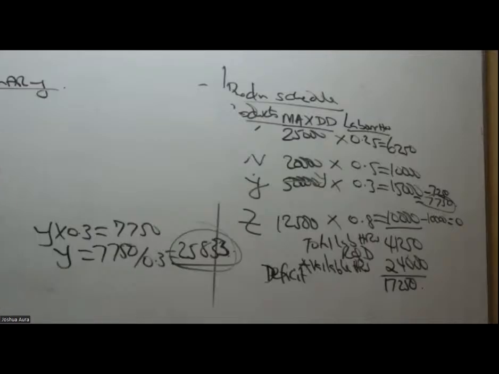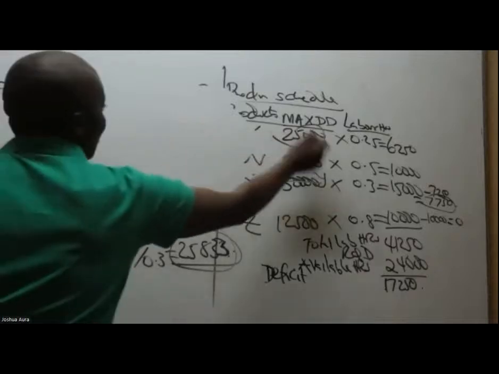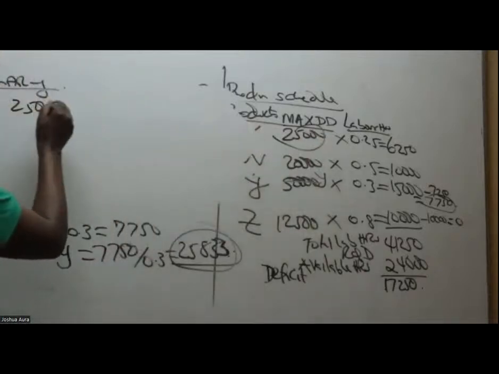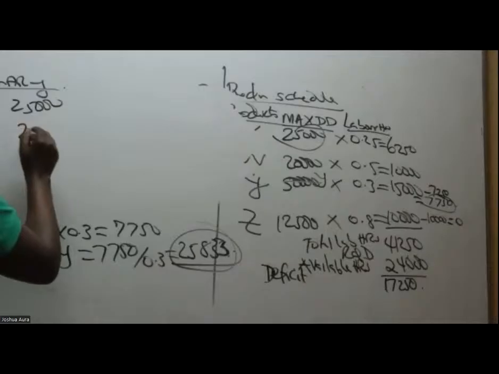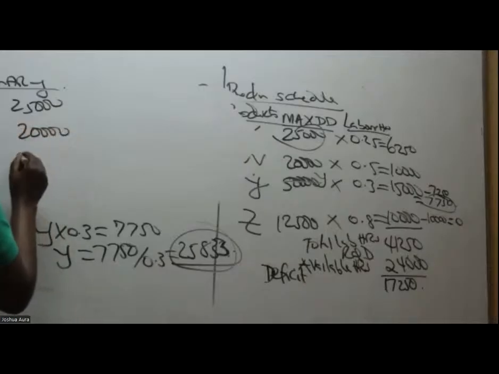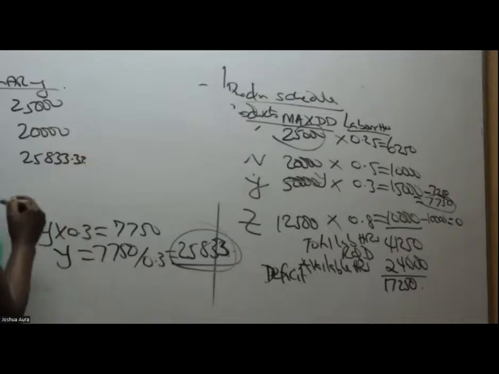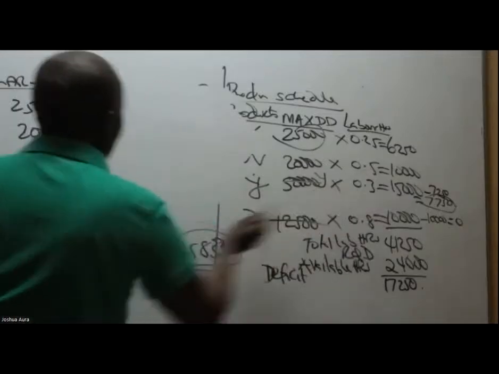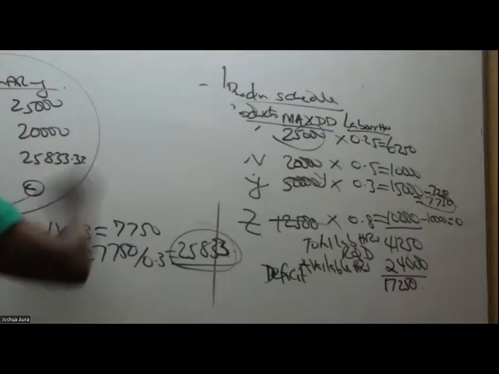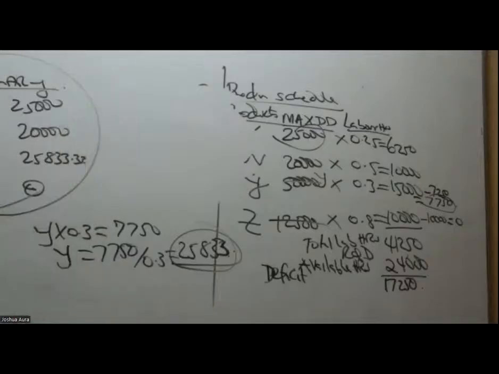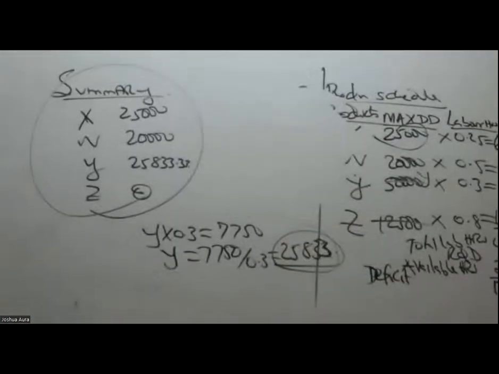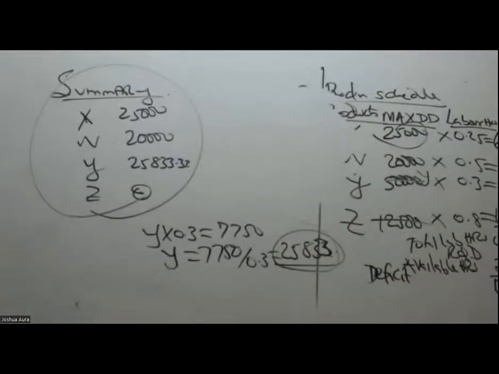So in this case here, X we shall produce according to what was demanded. X we produce 25,000. Not Y, but W, 20,000. And then Y we shall produce, in this case here, 25,833.33. And then, of course, Z, everything is 0 there. Z, nothing you're producing. And that is it. That is what was required of us.